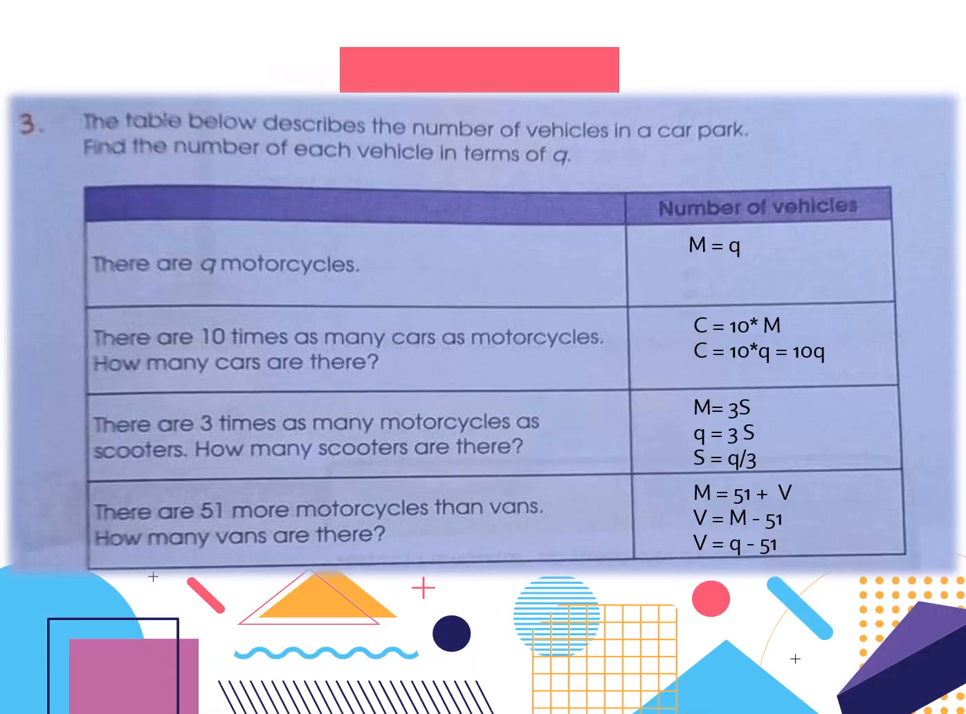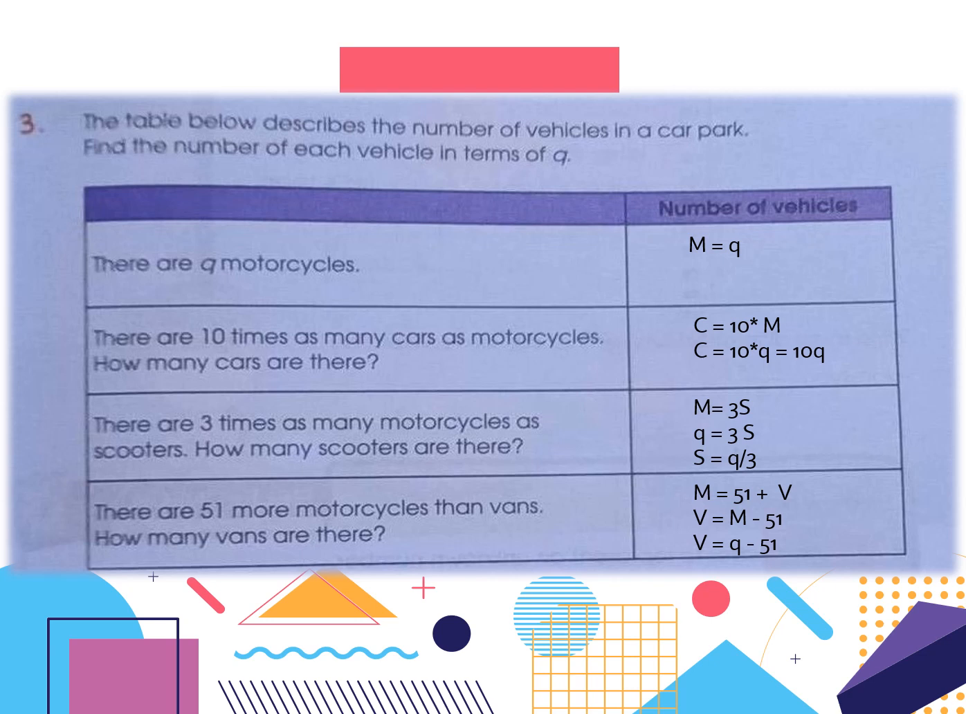In question number 3, there is a table which describes the number of vehicles in a car park. Find the number of each vehicle in terms of Q. First of all, there are Q motorcycles, so in terms of number, we can write it as M, which represents motorcycle, is equals to Q. Now, in the next step, there are 10 times as many cars as motorcycles. How many cars are there?